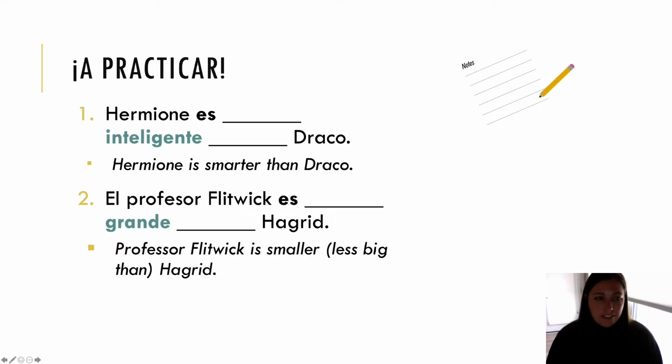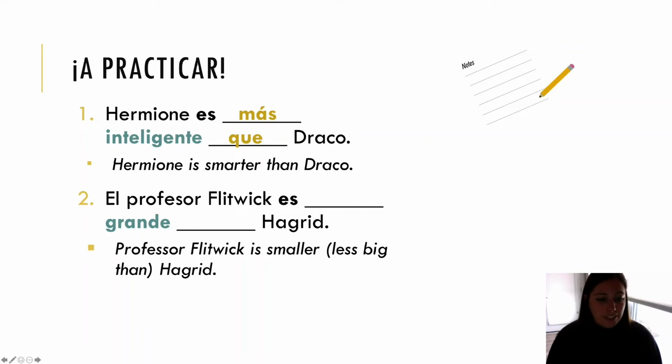Las respuestas. Número uno. So in this sentence, we're talking about Hermione. We're saying she is smarter than Draco. This is a sentence of superiority. Entonces, Hermione es más inteligente que Draco. I've already given you your adjective here. So you have inteligente, you're just filling in that she's more intelligent or smarter than Draco.